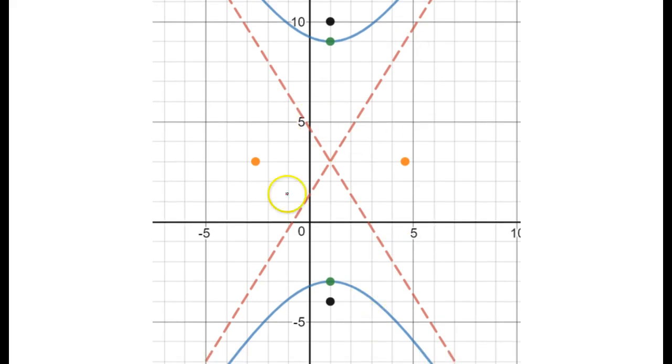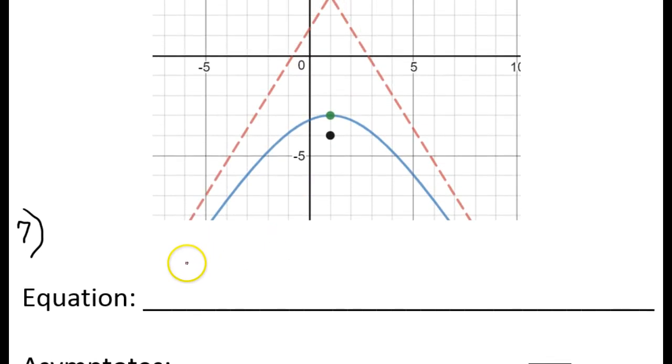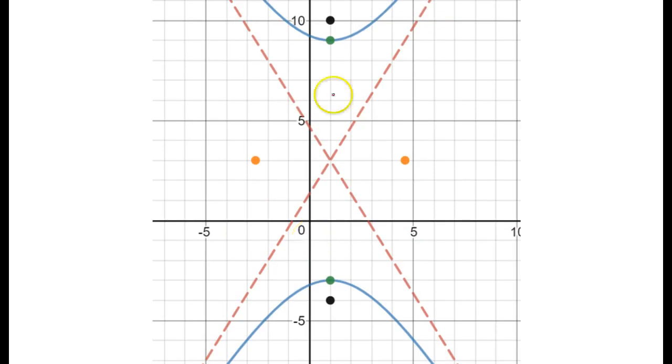These dotted lines are the asymptotes. The green dots are the vertices. The orange dots are the co-vertices. Anyway, the format for the equation of a hyperbola depends on whether it's vertical, like this one, or some hyperbolas are horizontal, like this one.